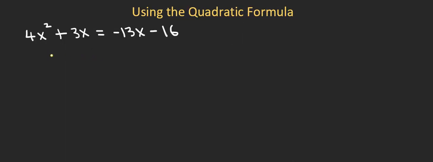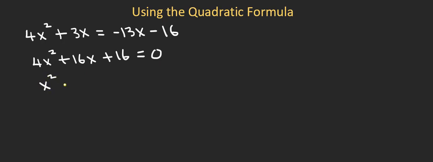Okay, now we want to solve this. So again, we want to write it in standard form. So 4x squared plus 16x plus 16 equals 0. And what we could do here is divide everything by 4. You could do that because this is an equation. So when you divide everything by 4, you get x squared plus 4x plus 4 equals 0.